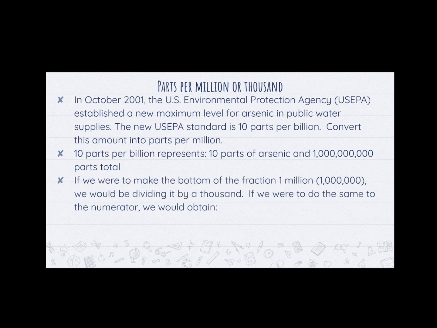If we were to make the bottom of the fraction 1 million, we're simply dividing it by 1,000. So we would do the same thing to the top, to the numerator, and we would get 0.01 parts arsenic and 1 million parts total. So for these types of questions, you're just converting from one thing to another, so like parts per billion to parts per million. So that equals 0.01 parts per million.